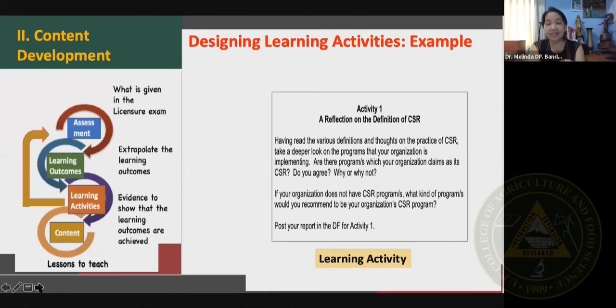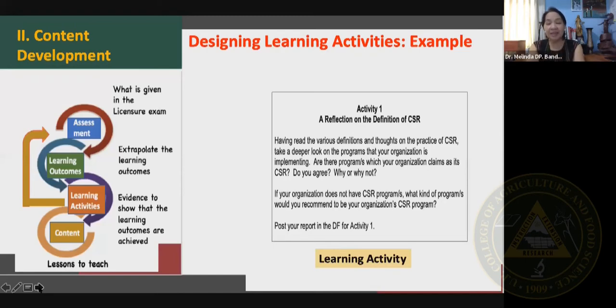Na pinakita ko kanina. So here, a reflection on the definition of CSR. So having read the various definitions and thoughts on the practice of CSR, take a deeper look on the programs that your organization is implementing. Are there programs which your organization claims as its CSR? Do you agree? Why or why not?